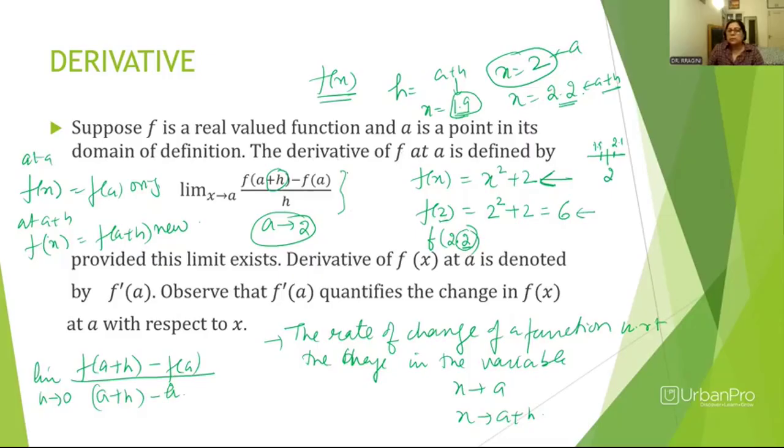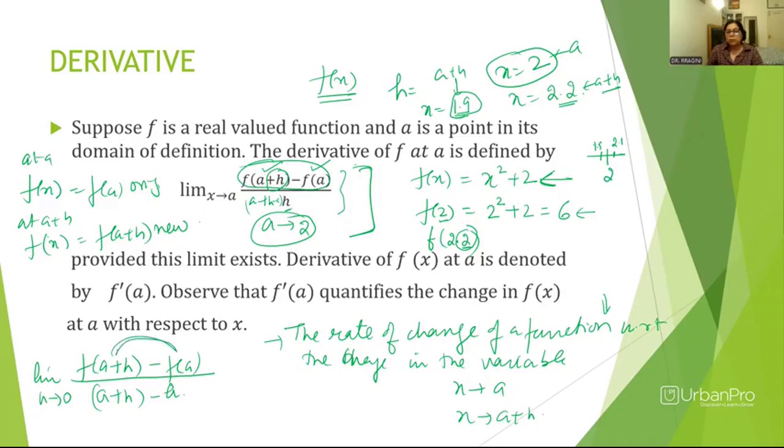This is a definition. I hope you have got it. How did we derive this function? This is a basic definition. Change in the value of the function, f of a plus h minus f of a. This is the new value of the function at a. This is the original value of f at a. And here it is a plus h minus a, which is equal to h only.